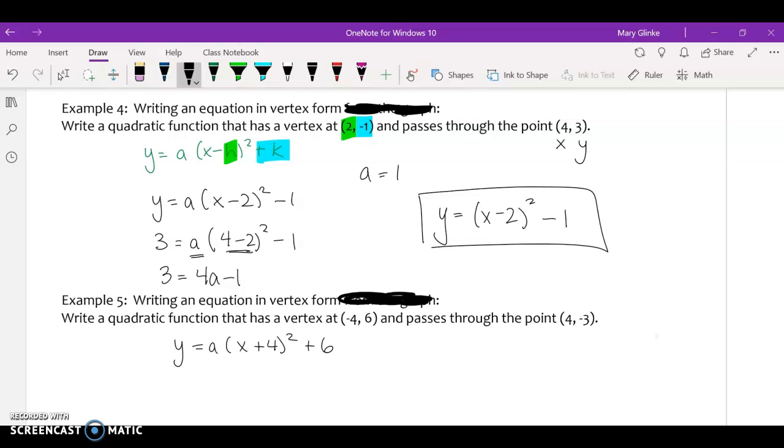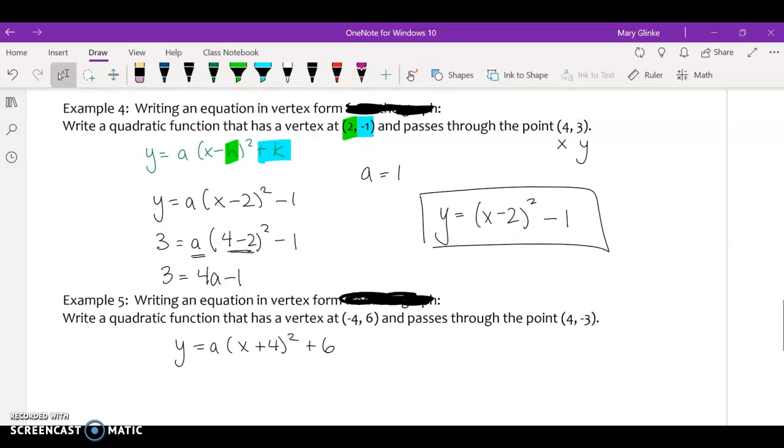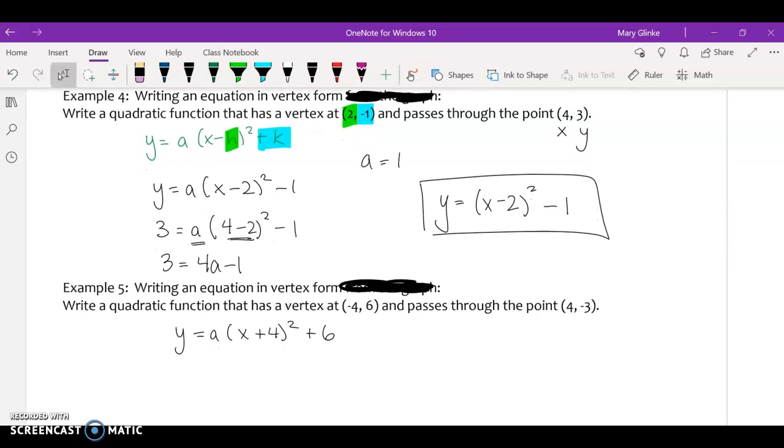The next one is going to be the exact same idea. So if you needed a little bit of an explanation for number 4, try pausing the video one more time and trying to solve for a that way, and then come back and check.